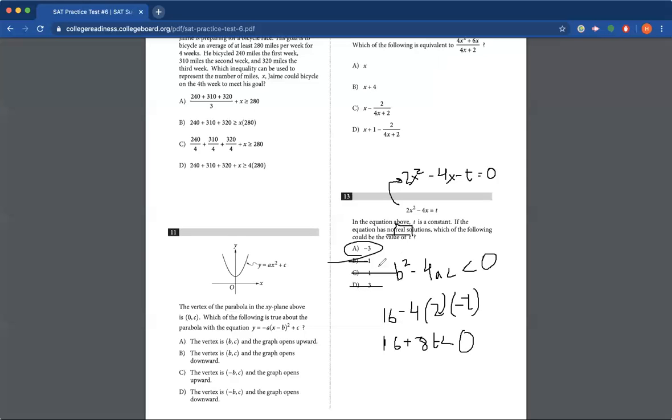Where did the 16 come from? B squared, because -4 is my B. So B squared is going to be 16. -4 times -4 is positive 16. Did you get that? Yeah? Okay.